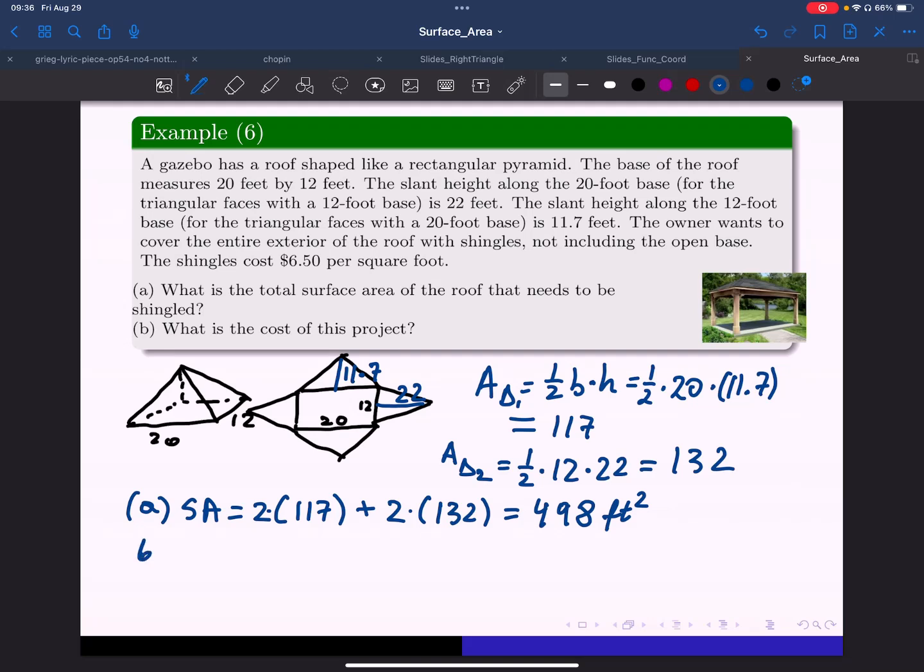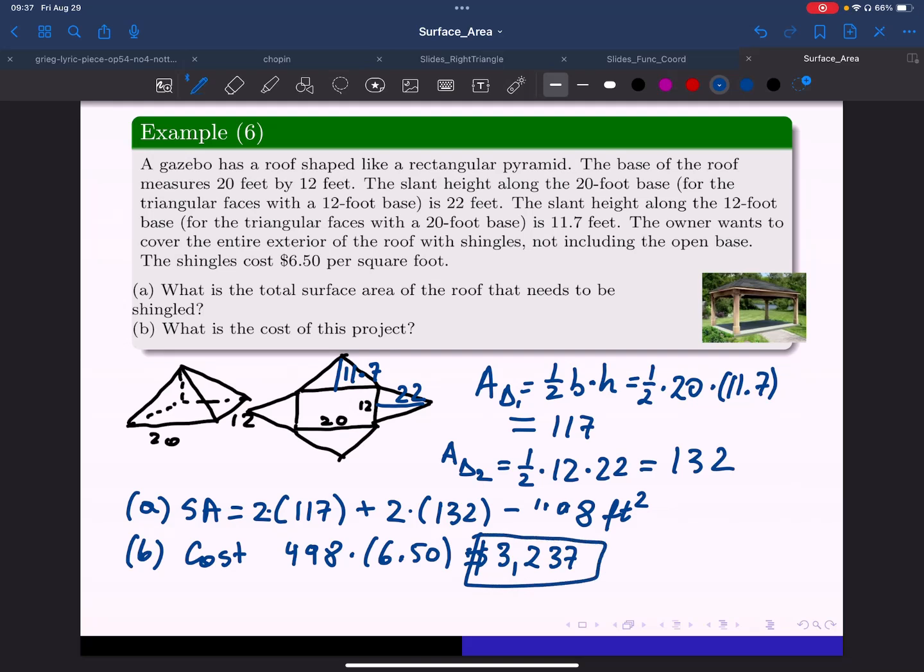For part B, the cost, we need to multiply 4 times 498 times the price, which is $6.50. And if we type this correctly, the cost is $3,237. That is the cost of the whole project.